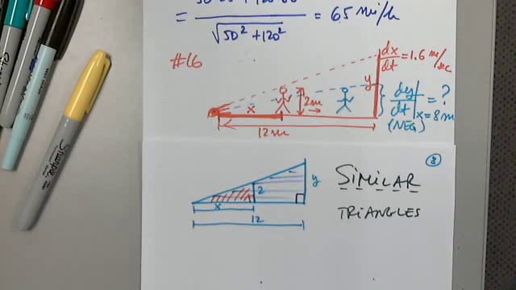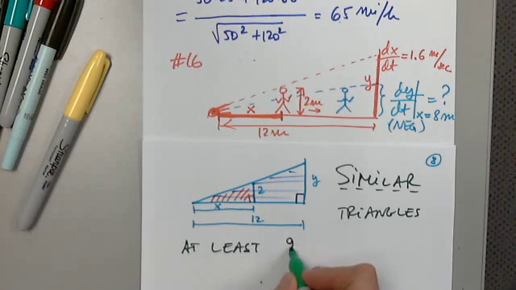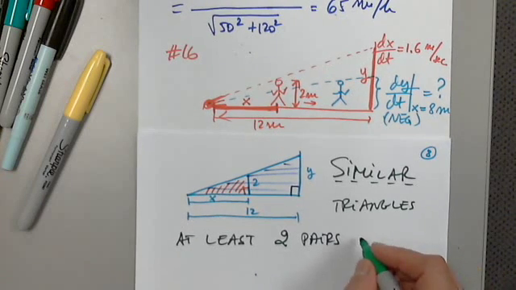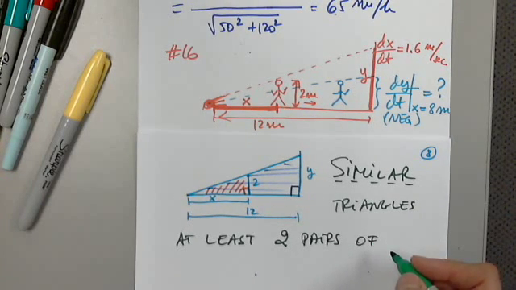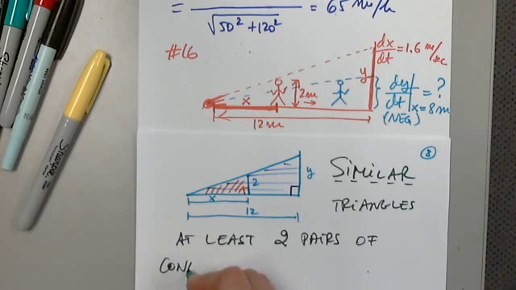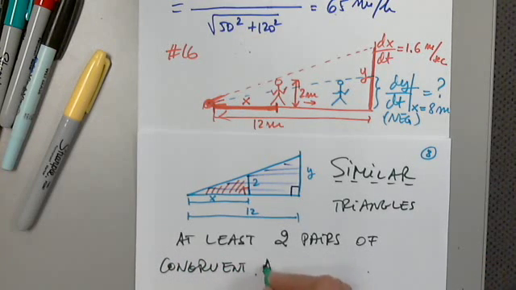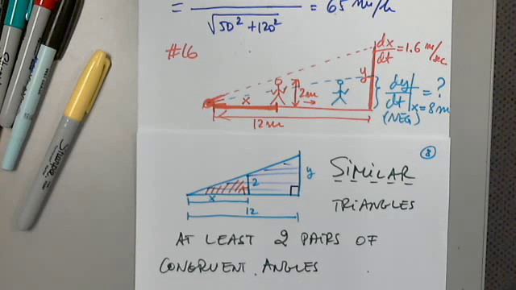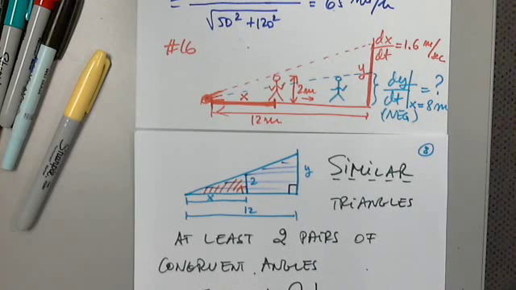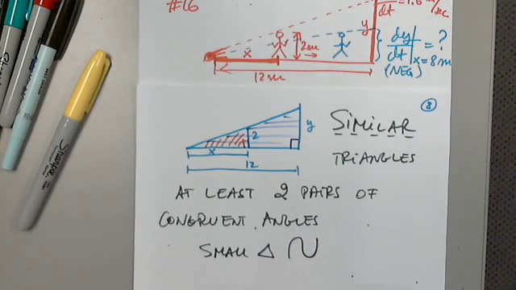But I have to show why. I cannot just say, hey, these are similar, let's move on. No, I have to show at least two pairs, because the third one will be the same. Two pairs of, we say equal, but we prefer congruent angles. And then I can conclude that the small triangle is similar, that's the notation for similar, to the big triangle.